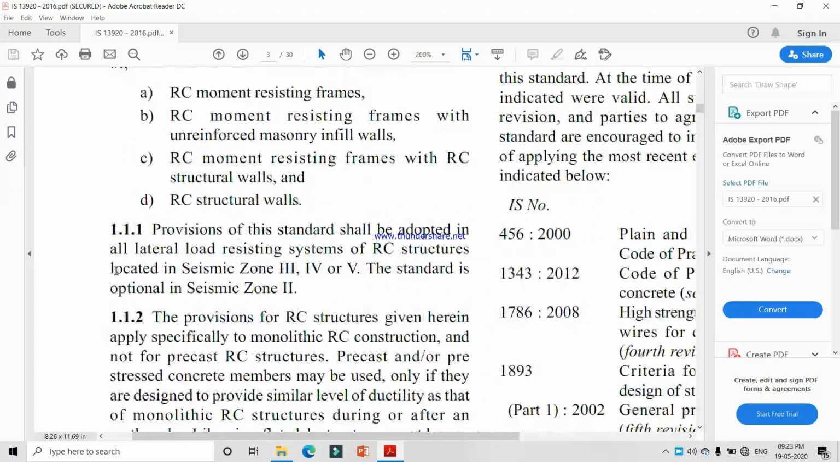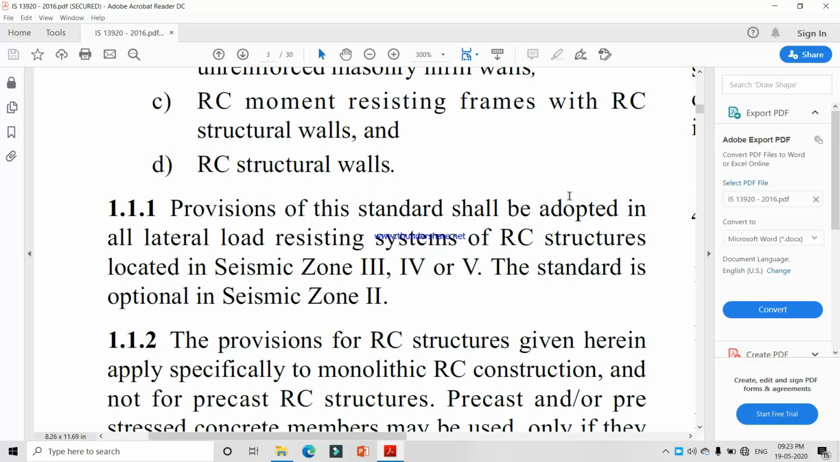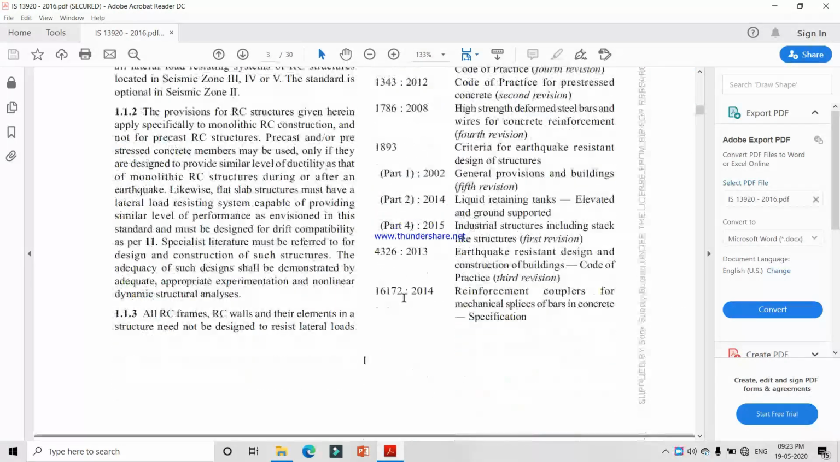Here are the zone criteria. Ductile detailing is mandatory for zone 3, zone 4 and zone 5. It is optional for zone 2; if we want, we can do it for more safety.